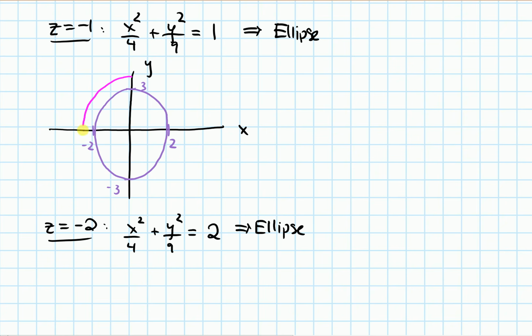It's still stretched more vertically than it is horizontally. The x-intercept of this one on the positive side ends up being 2√2. And at the top it ends up being 3√2. Okay, so those are those cross sections when I just draw them on the xy plane. Now let's draw them in 3D space.